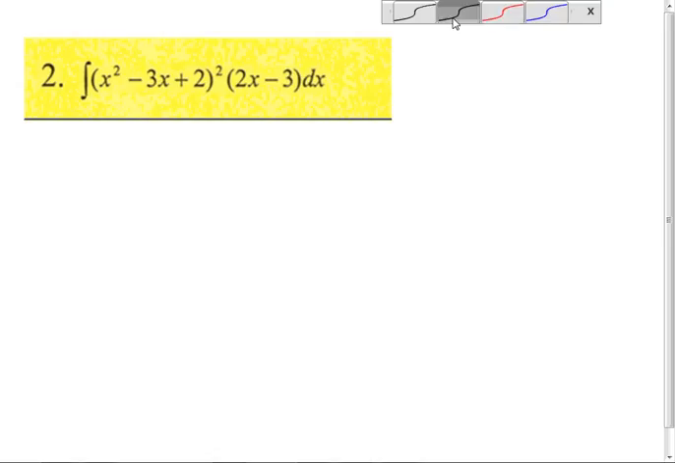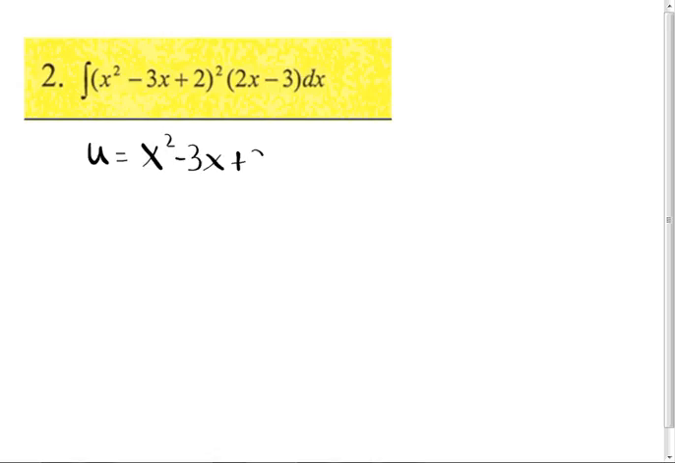So if I let u equal, whoops, I don't want integral there, sorry. I let u equal x squared minus 3x plus 2, then this would be the integral of u to the second power, and then I have this 2x minus 3 dx. I can't have that. I've got to figure out a way to get rid of that. But maybe you recognize something about 2x minus 3 and x squared minus 3x.